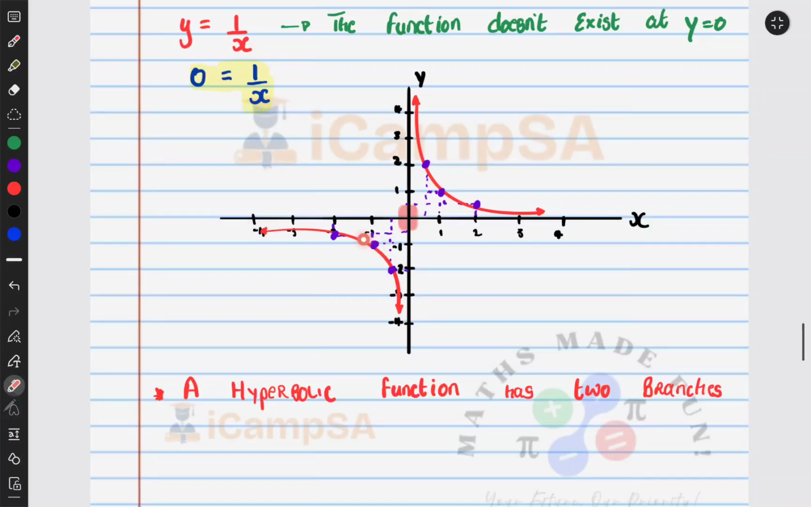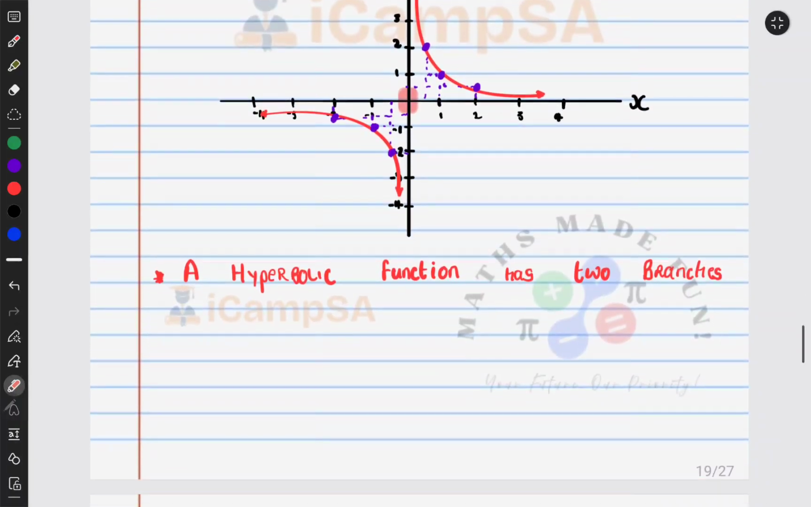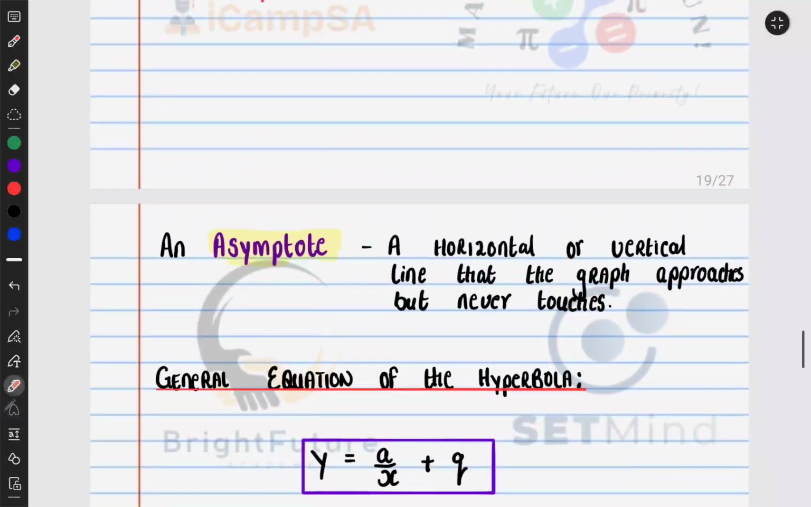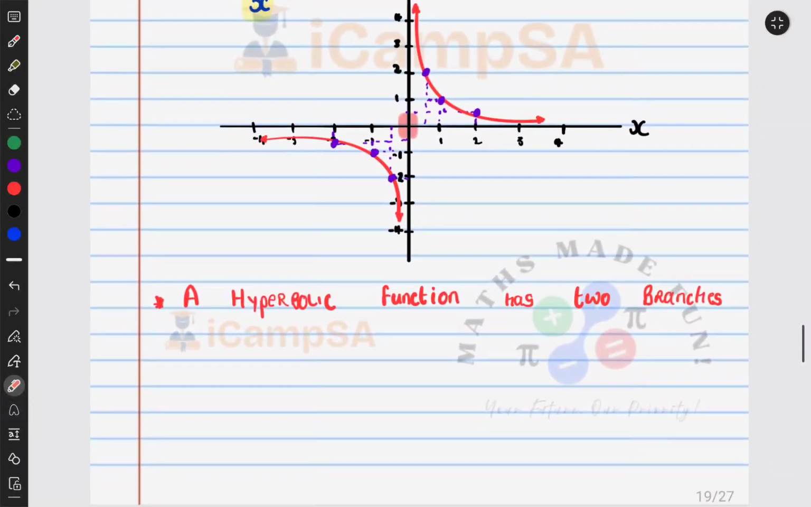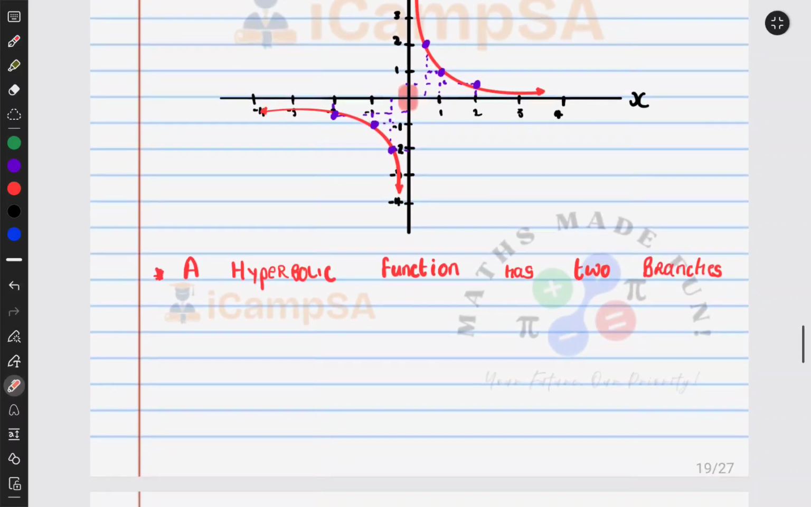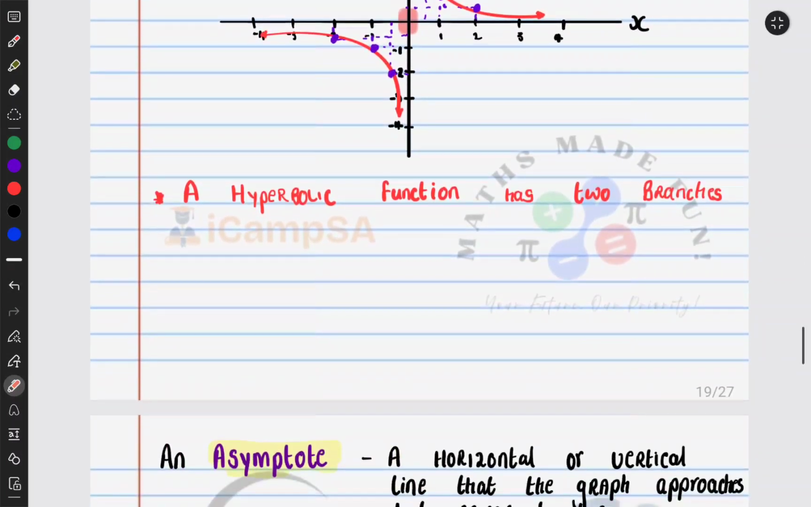As you are seeing here, our function is approaching the x-axis but it never touches it. And also on this branch, the function is approaching the x-axis but it never touches it. And the same goes for the y-axis, the function approaches it but never touches it. And that is your asymptotes. So the asymptotes are basically a horizontal and a vertical line because they only exist at one value. And you remember when we were doing the linear functions, the equation for a horizontal and vertical line is just y is equal to n, and n is any real number.